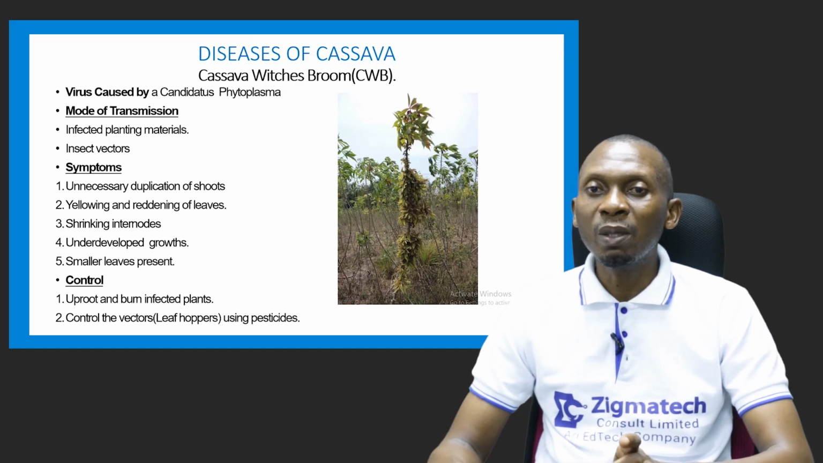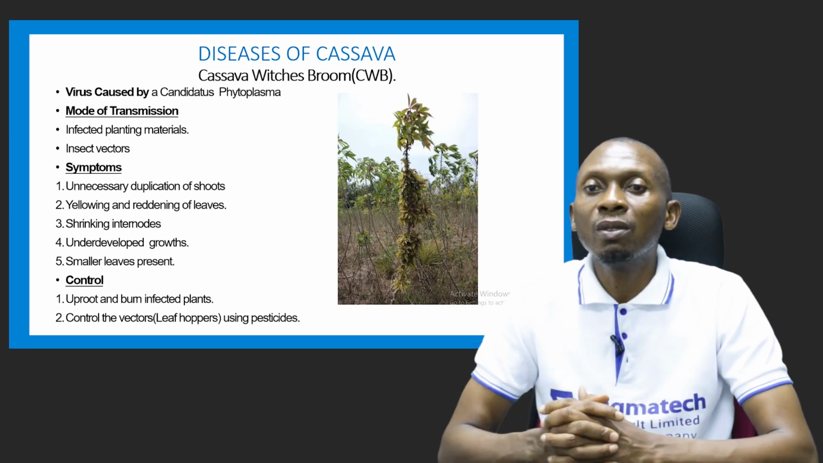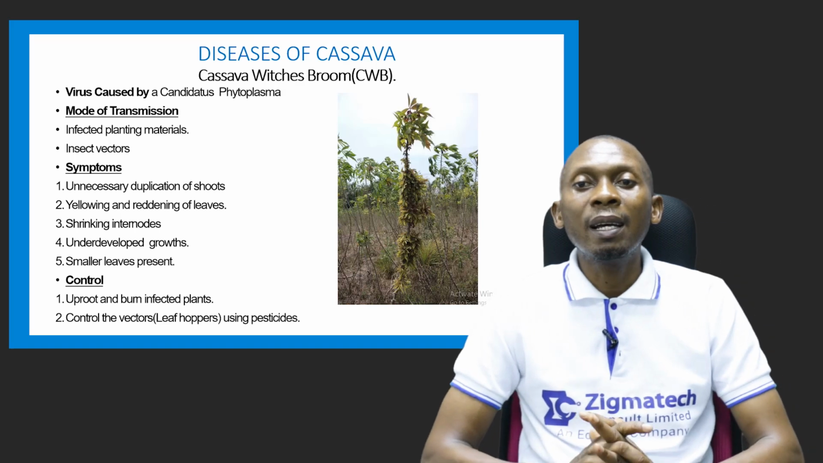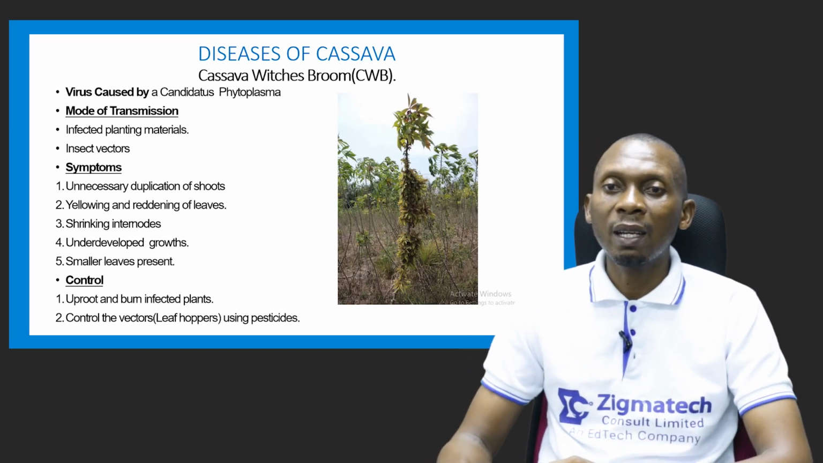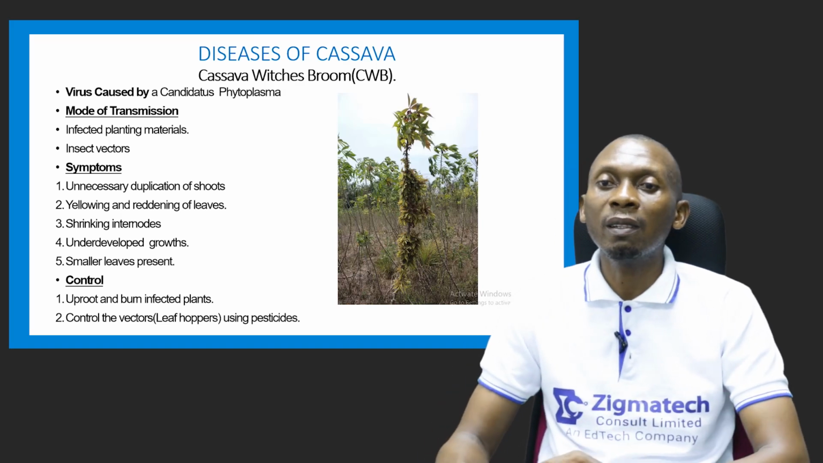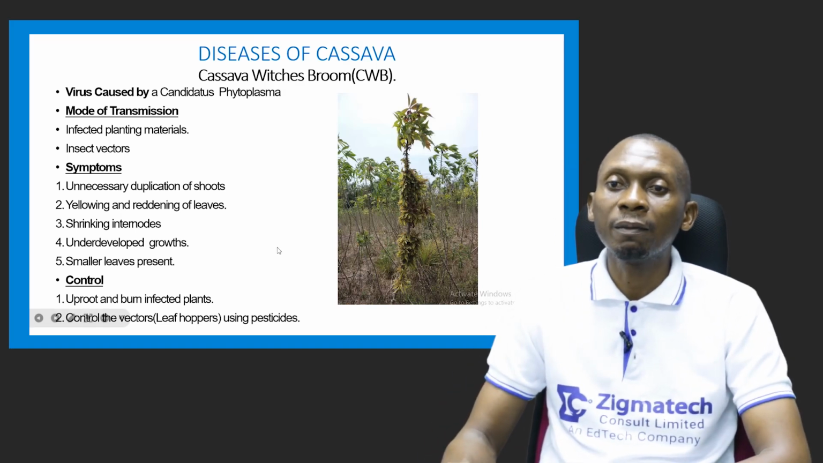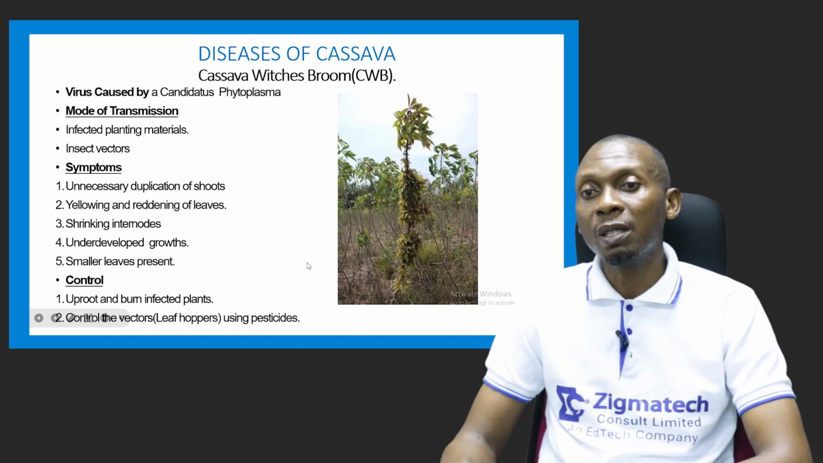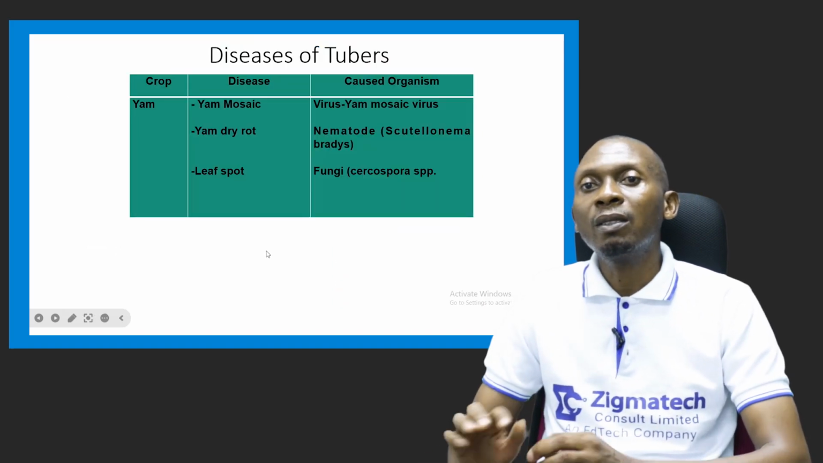It will be reduced. Shrinking of internodes, underdeveloped growth, and smaller leaves will be present, and it is controlled by uprooting and burning infected plants and also controlling the vectors, which are leaf hoppers. How do you control that? Using pesticides.